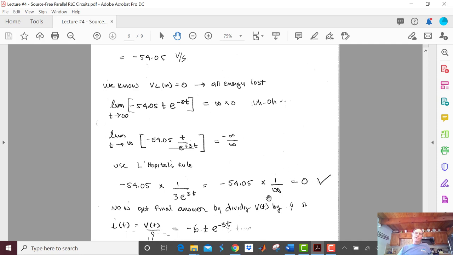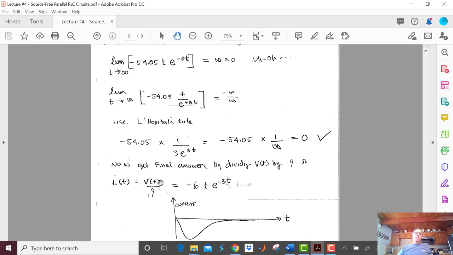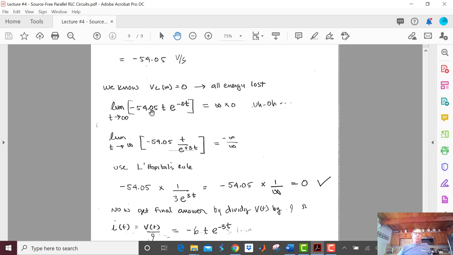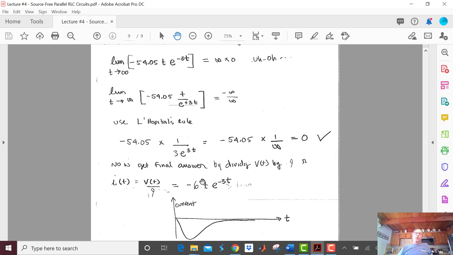All we have to do now is divide that V by 9 ohms to get the I that we needed. I of t equals V of t over 9. 54.05 is really equal to 54. So 54 divided by 9 is minus 6t e to the minus 3t.